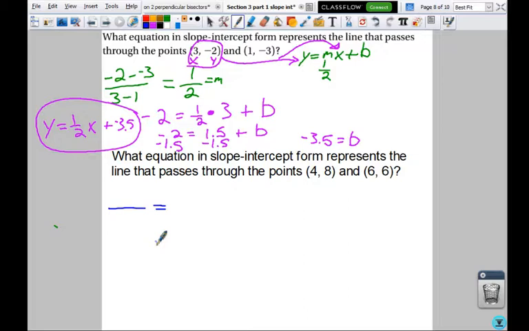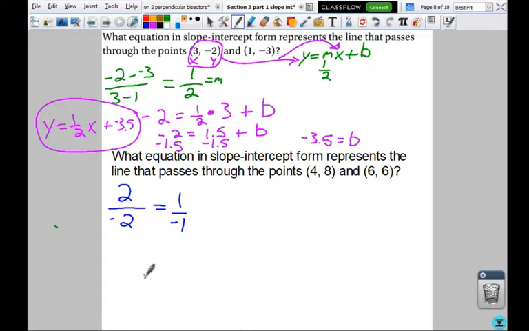All right, so let's go through. Alizea, what'd you get for your slope? I got 2 over -2. That's true, but let's reduce it to 1 over -1.